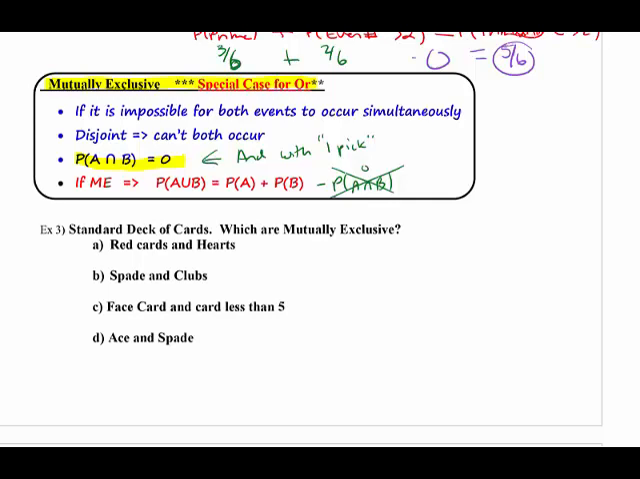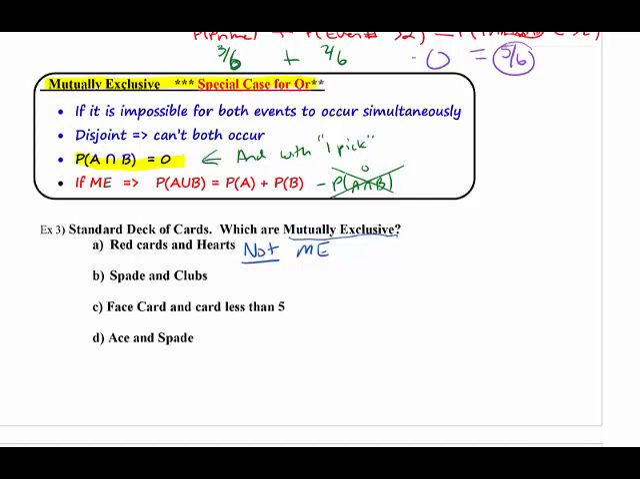So these are not asking for probabilities. It's just saying, are they mutually exclusive? Which means if I drew one card, could I get both at the same time? So A, red card and hearts. Hearts are red, so these are not mutually exclusive. They cannot happen exclusively from each other. B, spade or clubs.